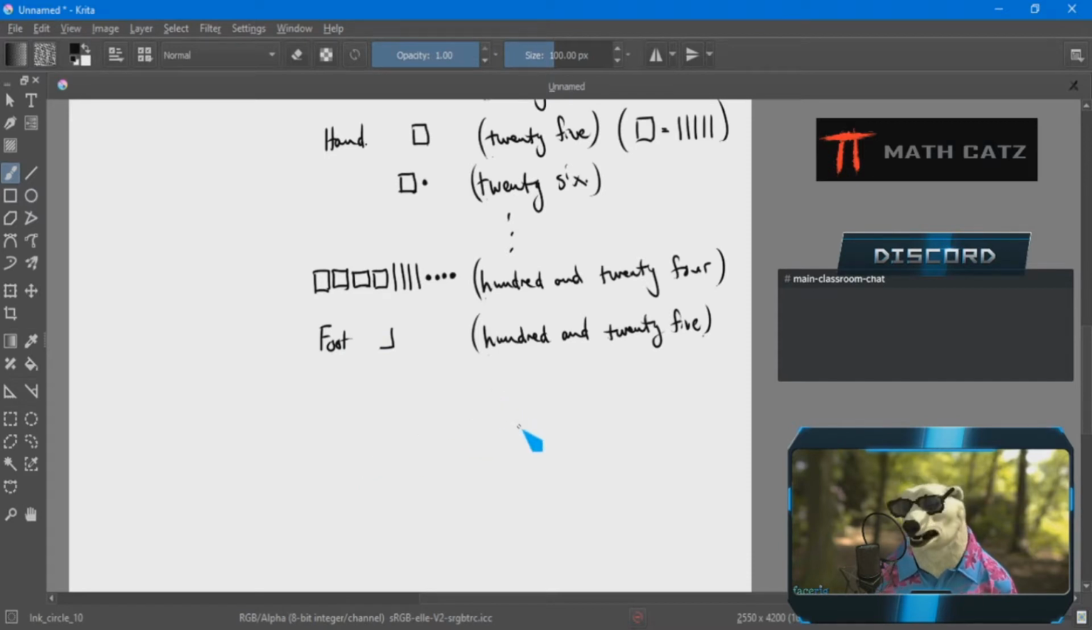Now you see the pros and cons here. It's simple, easy to understand, as long as your numbers are low. If your numbers are small, no problem. And that was their situation.